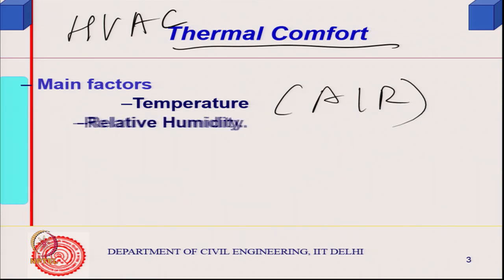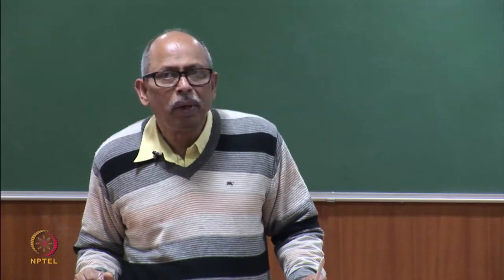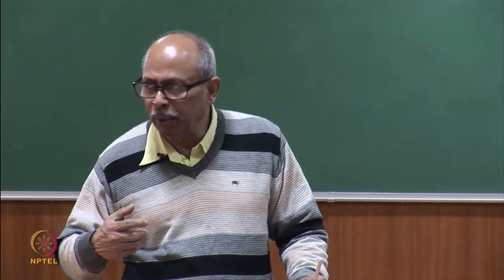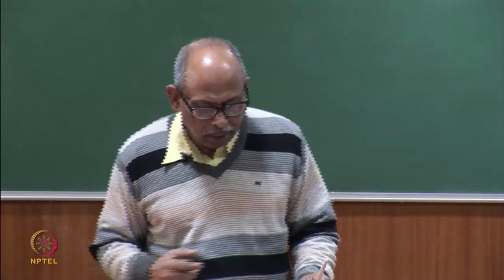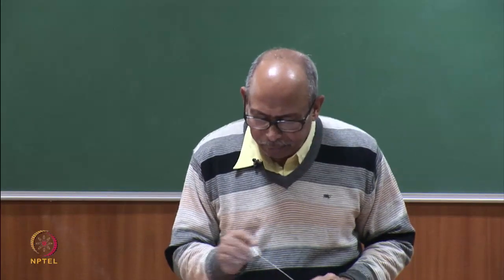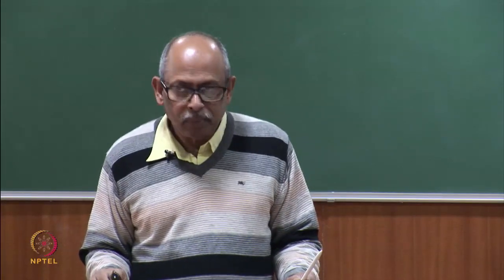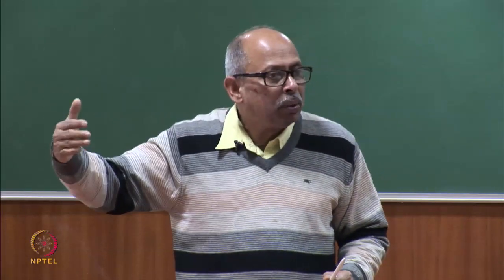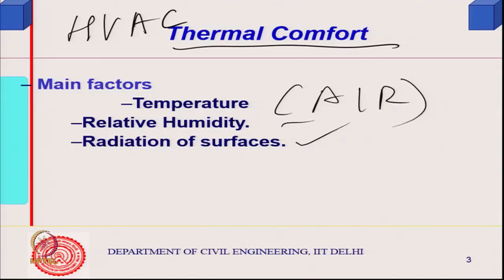And then the relative humidity. Why so? Because the body cools by evaporation. The moisture loss from the body results in cooling by evaporation, all right. So, relative humidity is important, and then if the surfaces are warm, because the sunlight is falling onto the outer surface, the surface can be warmer than the air. In that case, radiation from these surfaces is also important.